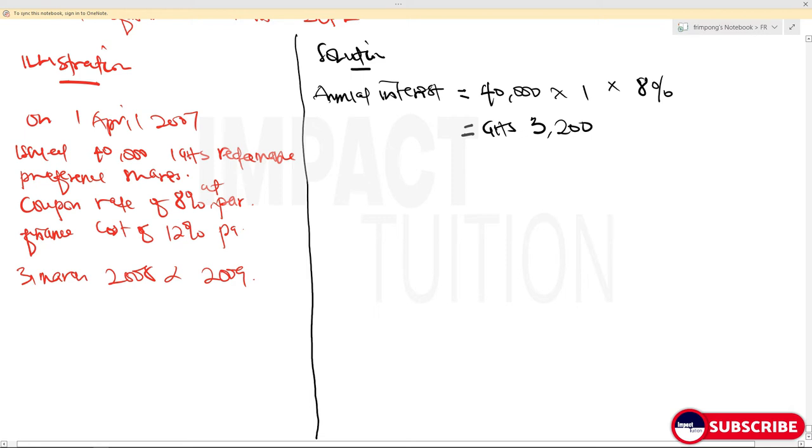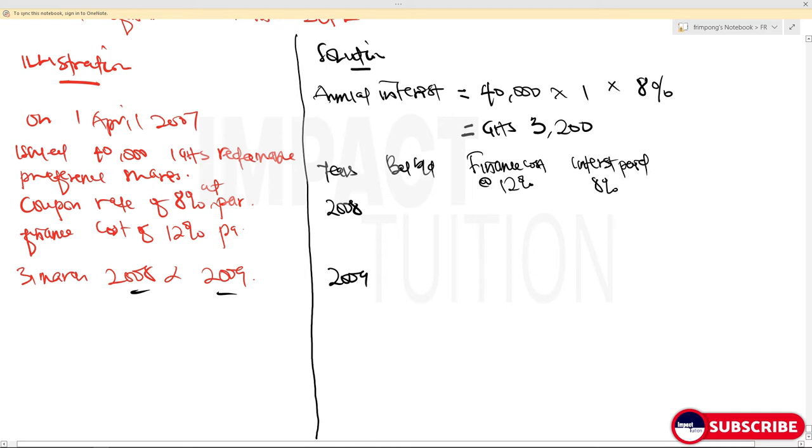So let's set out our calculation like we did previously using the amortized cost formula. We have the years 2008 and 2009. Our opening balance, then the finance cost at 12%, and the cash paid or the interest at 8%, and our closing balance. Opening balance is 40,000 shares of 1 Ghana cedi, so 40,000 times 1, giving us 40,000.